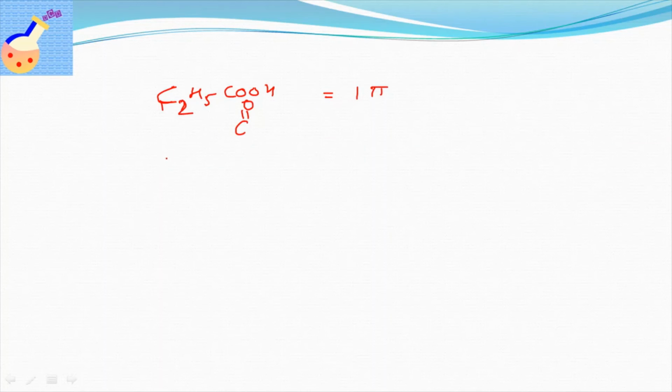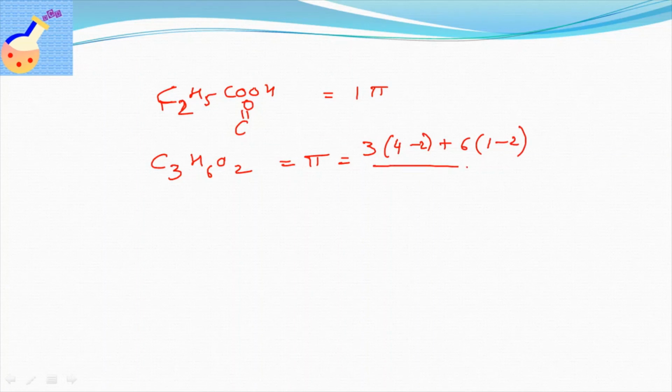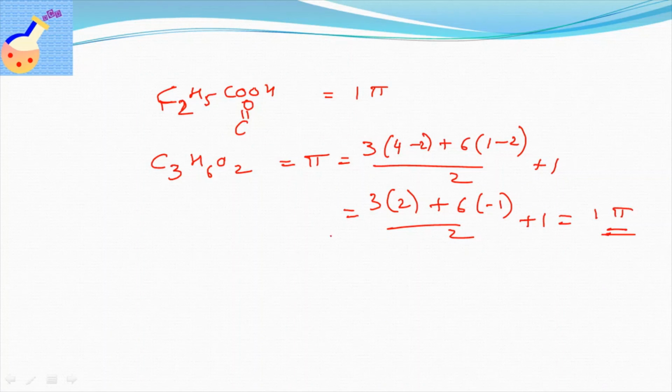But when the molecule is given like this, C3H6O2, then this formula will help you. So number of pi bonds is equal to, how many carbons? 3 into (4 minus 2) plus 6 into (1 minus 2), divided by 2, plus 1. Here I am not including the oxygens. I have told you in the previous slide, right? Then that is equal to (3 into 2 plus 6 into minus 1) by 2, plus 1. That is equal to 1 pi bond, right? And coming to the sigma bonds, how many atoms? 9 plus 2, 11 minus 1, 10 sigma bonds.